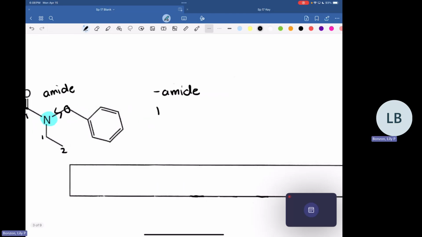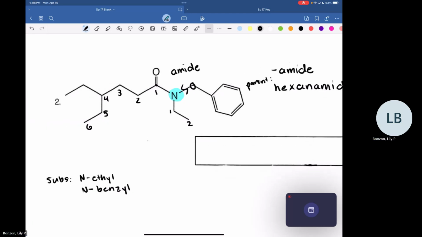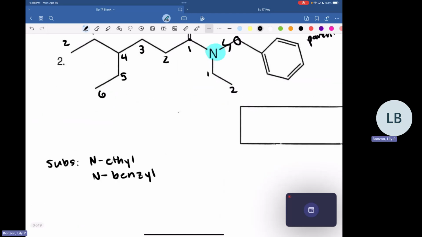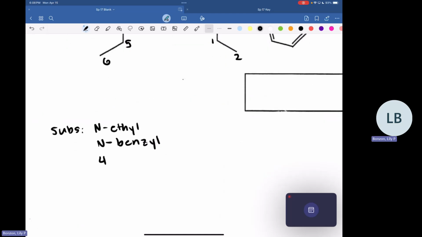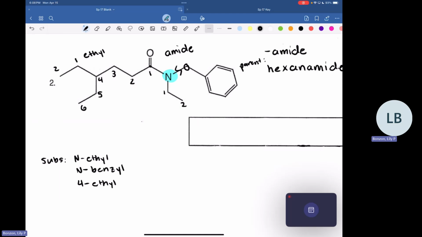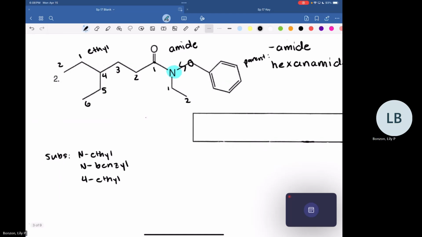So we're going to have hexane amide, and that is going to be our parent. Hexane amide. All right, and then coming off this chain, we do have a substituent. This is just going to be another ethyl group. So this is coming off of carbon 4, so we'll also have 4-ethyl for our subs. We already did the nitrogen substituents. We don't have any stereochemistry that we need to worry about, so we're good to go on this one.